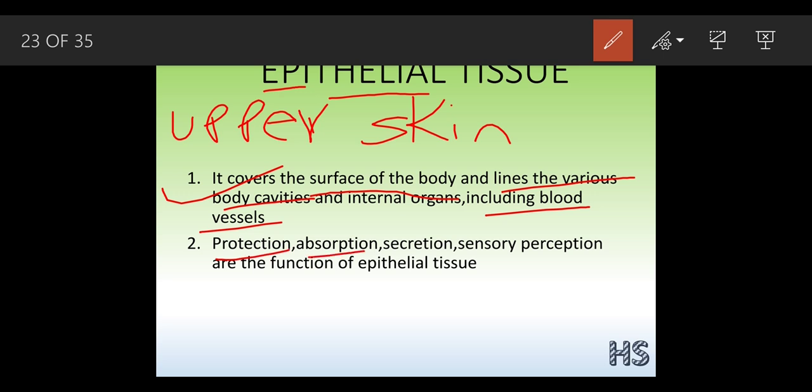Whenever you apply any ointment, it can get easily absorbed. Okay, it helps with secretion, like how sweat gets released from our skin, so it works for secretion also. And sensory perception, what do we mean by that? Suppose you touch any object, from our touch only we can notice that the object was hot or cool. So that works for sensory perception as well.